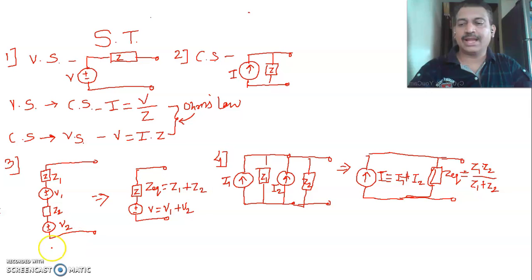and that gives me an idea about the voltage source, current source, their transformation and their series and parallel connections.